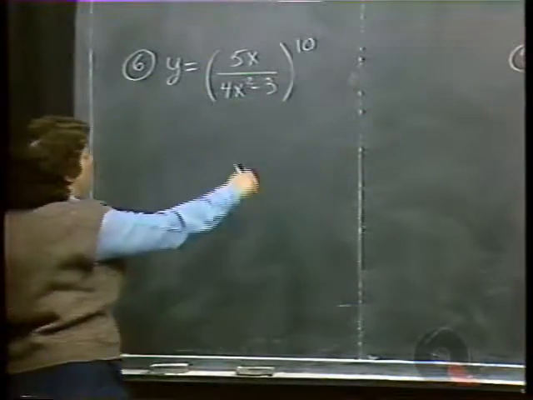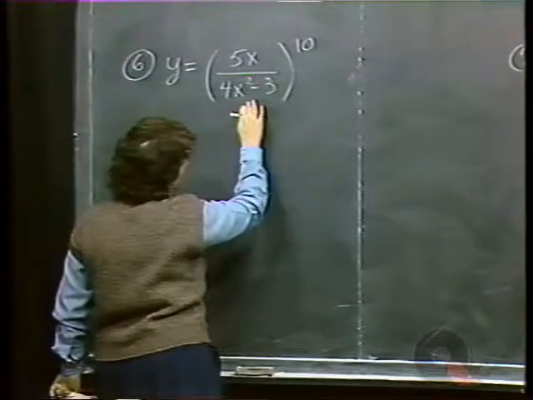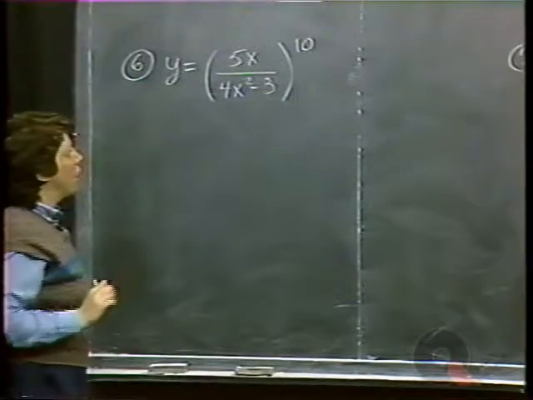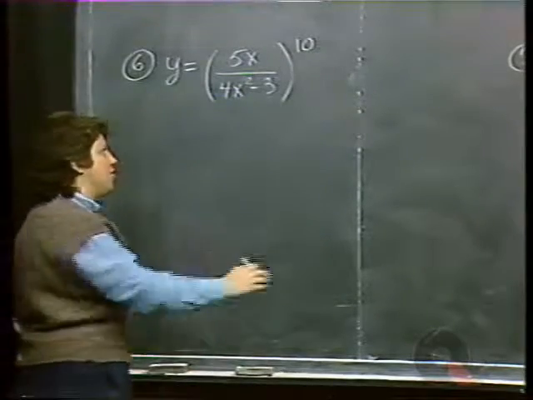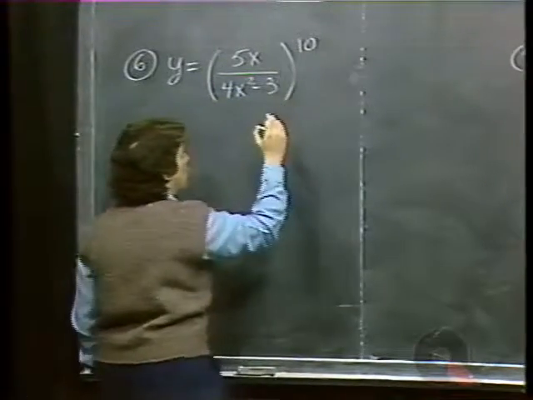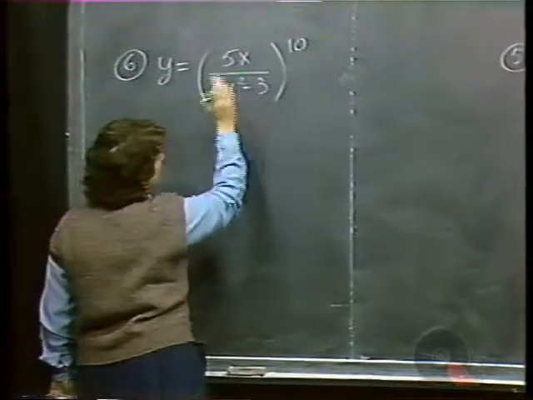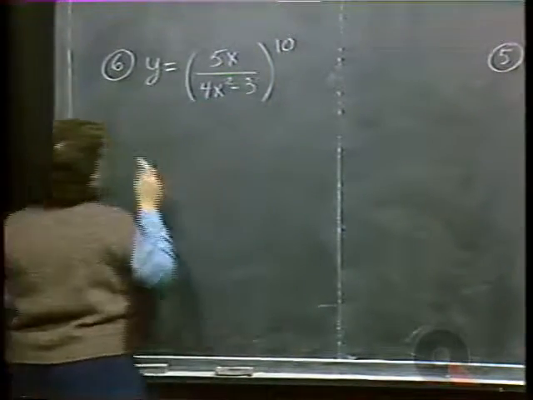Now I know you see the quotient here. Everybody sees the quotient, but that doesn't really best describe what's going on here. This is essentially a function to a power. You'll get your chance to use the quotient rule, but you have to wait your turn. This is really a function to a power.